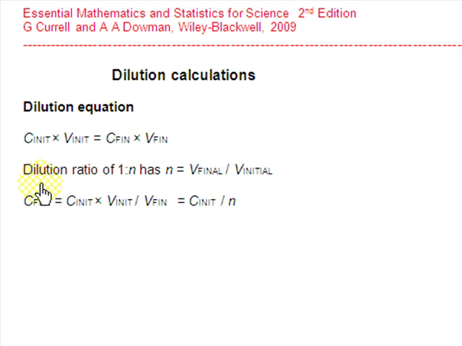We often use the term dilution ratio of 1 to n, and in this, the value of n is the ratio of the final volume to the initial volume, V final divided by V initial. And then using this dilution ratio of n, the final concentration is equal to the initial concentration divided by this dilution ratio.